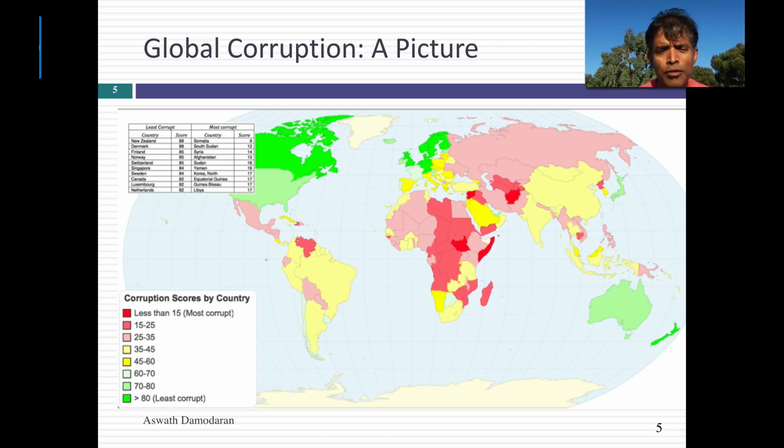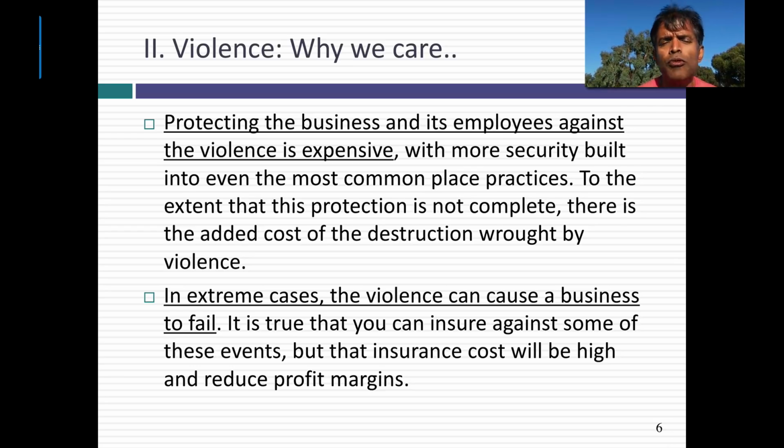And you also have a list, if you look towards the top left, of the least corrupt and the most corrupt. The least corrupt markets tend to be Northern European. There are a couple of Asian markets that make it on there. And on the most corrupt markets, you see a lot of African countries. Let's move on now to violence.